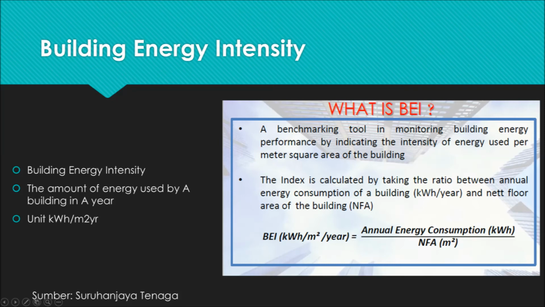It is a benchmarking tool in monitoring building energy performance by indicating the intensity of energy used per meter square of the building. The index is calculated by taking the ratio between annual energy consumption of a building and net floor area of the building. Notice that the size of the floor being used is net floor area. So normally this will exclude parking and the energy used for outdoor lighting when you have car park or other landscape area at night. So this will be excluded in the calculation. So the formula is shown there. BEI is the annual energy consumption in kilowatt hour per net floor area in meter square.